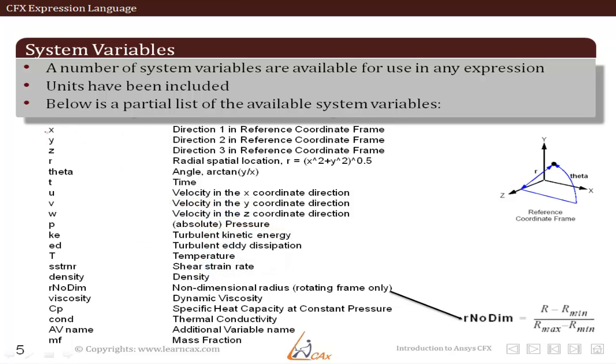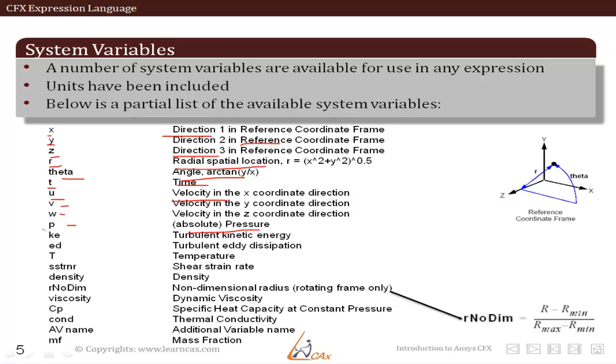We will review a list of system variables here. The first system variable is x, which is direction 1 in the reference coordinate system. Next is y, which is direction 2 in the reference coordinate system. Z is direction 3. R is the radial spatial location. Theta is the angular location. T, small t, is time. U is the x velocity, V is the y velocity, and W is the z velocity component.